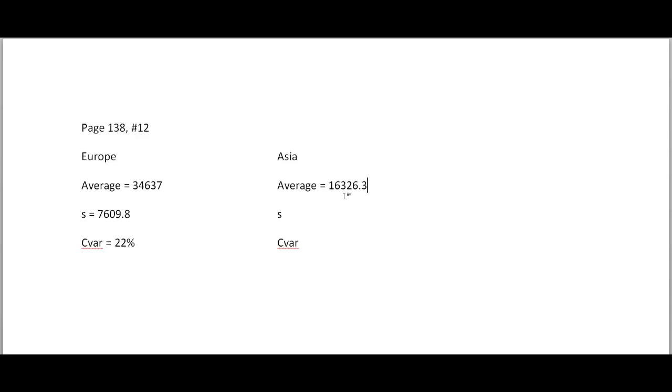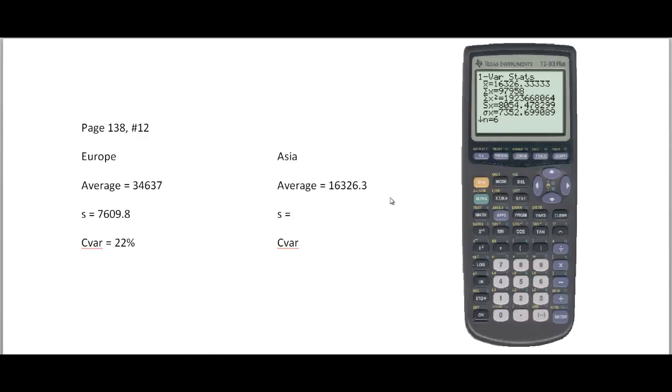Okay, so my average is $16,326, and I'll round it to 1 decimal place, 30 cents, because we were given whole numbers in the problem. That's our boundary rules coming into effect. Okay, so what do we do next? We are going to go back to the stats, and we're going to take our list 1 and subtract our $16,326.30.